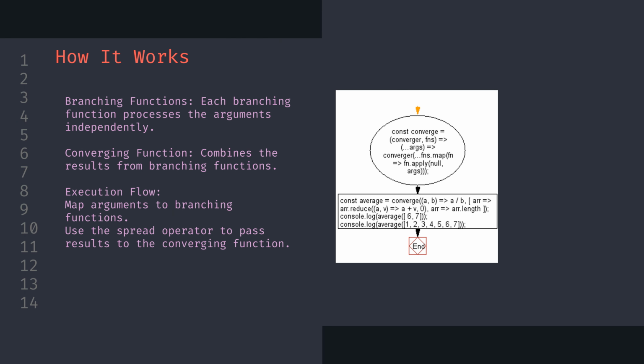The process begins with branching functions, which independently process the inputs. The results are then passed to a converging function that combines them into the desired output.